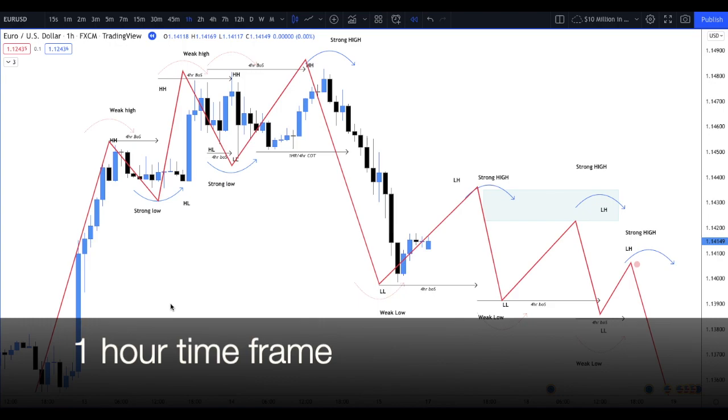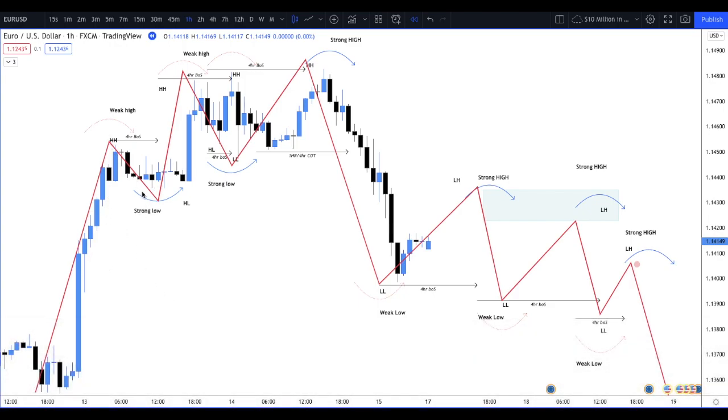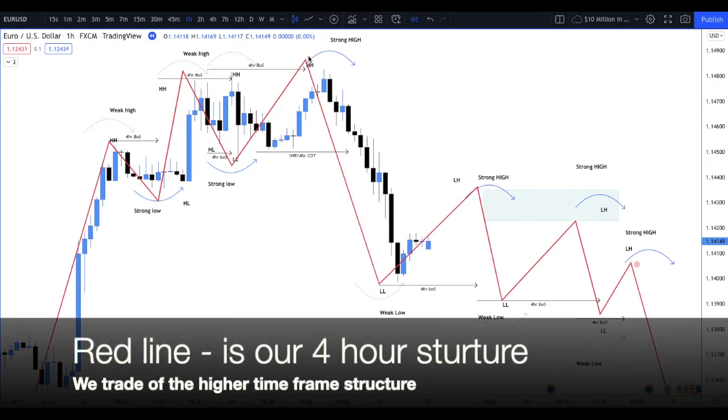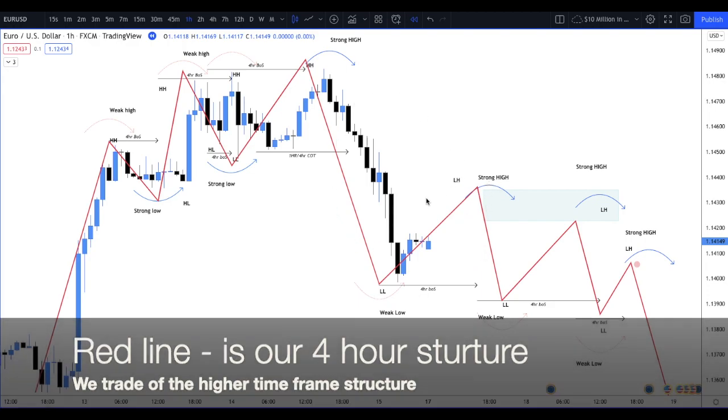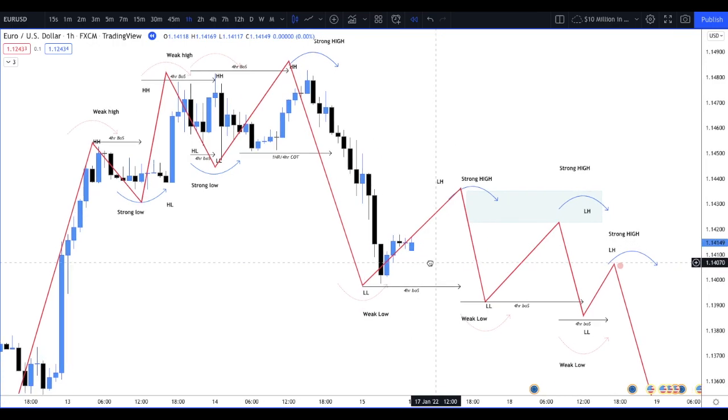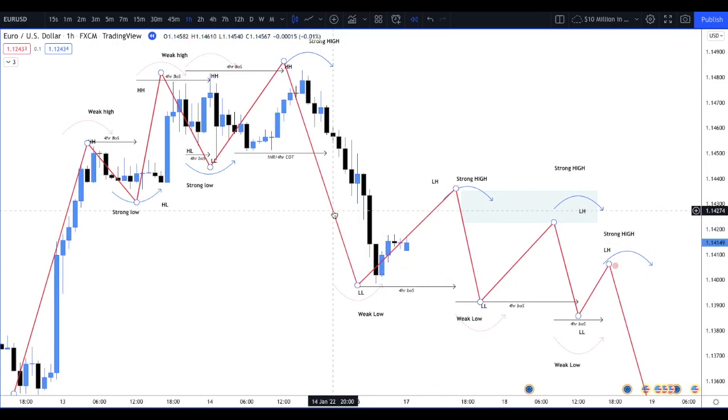All right, team, so we're on the 1 hour chart here. As you can see here, this red line is our 4 hour trend. Making higher highs, higher lows, higher highs, lower lows, lower highs. So we're just going to follow the market, how the 1 hour reacts, and just move with it. We use the same concepts, same strategies, same foundations as the 4 hour. Everything's exactly the same. It's just on a lower time frame.